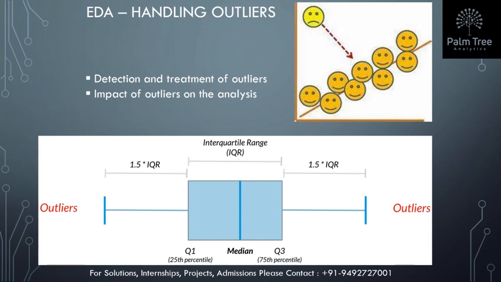Outliers are the rebels of our dataset. They are data points that deviate significantly from the norm. Identifying and dealing with outliers is crucial because they can heavily skew our analysis and models.